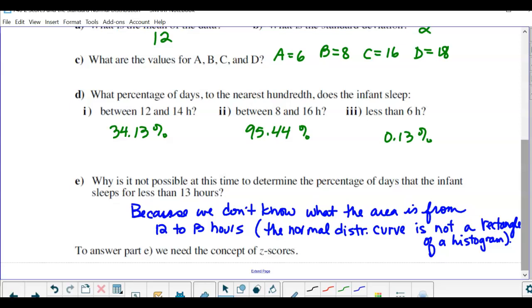Because we don't know what the area is from 12 to 13 hours, the normal distribution curve is not a rectangle of a histogram. So you can't just cut it in half.